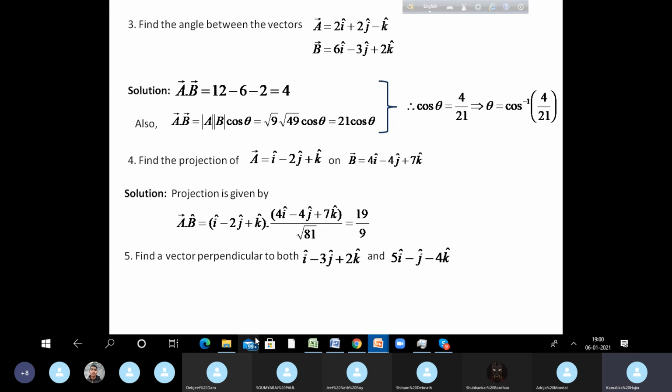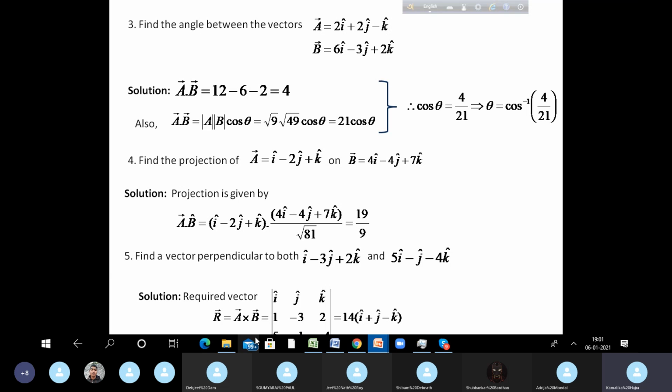Last sum for the day. Find a vector perpendicular to both i minus 3j plus 2k and 5i minus j minus 4k. Can someone tell me what do we do? Ma'am, cross product. Yes, very easy. Vector perpendicular to both is the cross product of the two vectors. So this is what the sum comes out to be and this is the result.